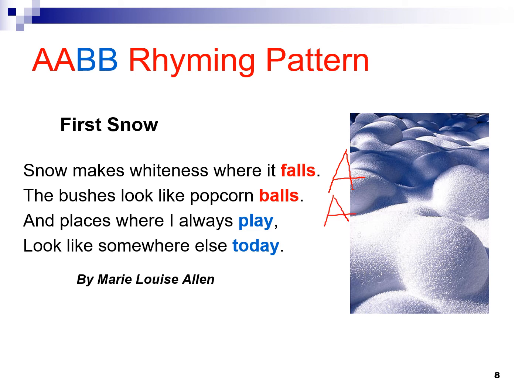The next, and places where I always play. Play is the ending sound. Okay, play does not rhyme with balls anymore. So the sound changes. Therefore, the letter should also change. So it will be the second letter of the alphabet, from A to B. Play, the second sound. Next, look like somewhere else today. Today rhymes with play, so we label it also with B.